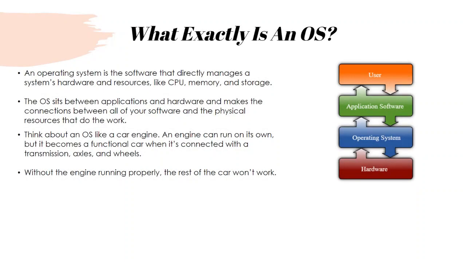What exactly is an operating system? I really want you to get an understanding here of what exactly it takes to have a computer device actually run. An operating system is the software that directly manages a system's hardware and resources like CPU, memory, and storage. So take a look at the image on the right hand side.